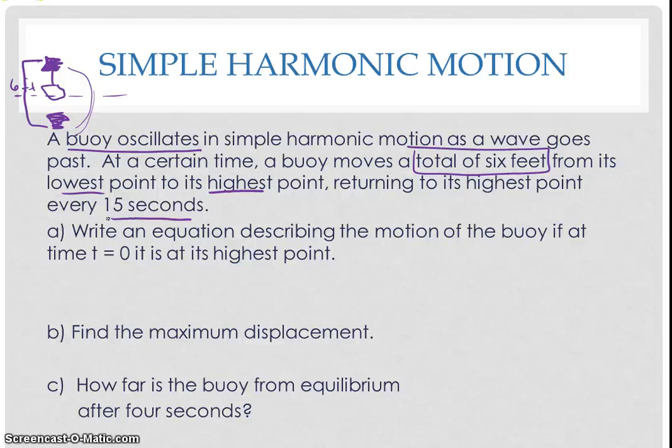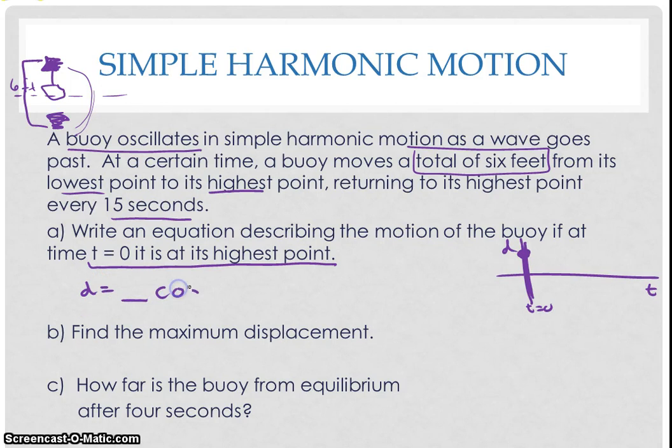So we're going to write an equation of motion of the buoy if at time t equals 0, it's at its highest point. Here is where t equals 0, because we're always going to map t versus the distance. So at time t equals 0, on the y-axis, it's at its highest point. Is it a sine or a cosine function if it starts at its maximum? Well, it's a cosine function, so d equals some value for a, cosine, and then I'm going to find my omega value for the period, T. So I need to find my omega, and I need to find my a value for the amplitude.